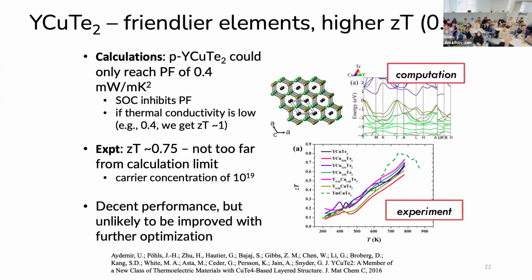We tried a related compound called yttrium copper telluride. This one we thought could have a ZT of around 1 at first, but then we later did the calculations with spin orbit coupling included, which is not typically done in these databases. And then we found that actually reduced the power factor and the ZT by quite a bit. Experimentally, we got a ZT of about 0.75, which is close to the one that we were targeting, but still far from anything that would attract a ton of commercial interest. So we got decent performance, but we didn't really see a path forward for this one.